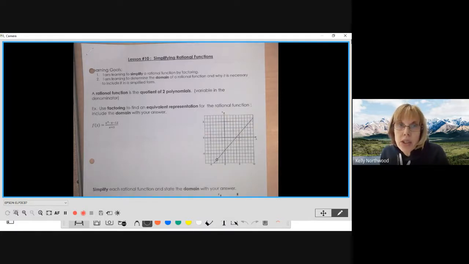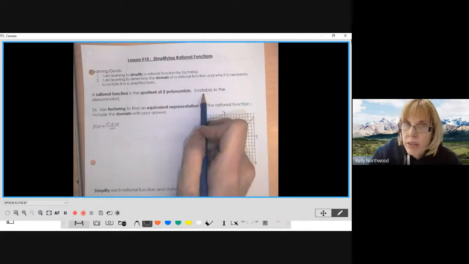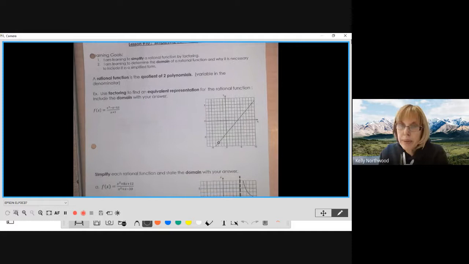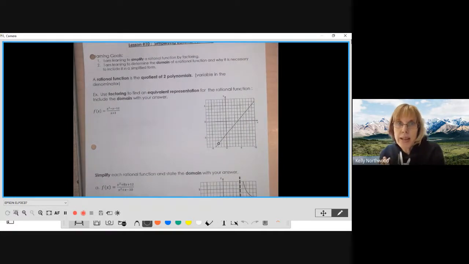A rational function is the quotient of two polynomials. So one polynomial divided by another, that's what quotient means. Or you can think of it as there has to be a variable in the denominator. So our first example: use factoring to find an equivalent representation for the rational function. Include the domain with your answer.